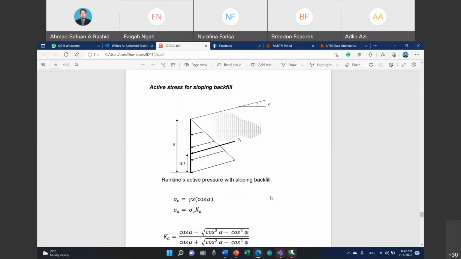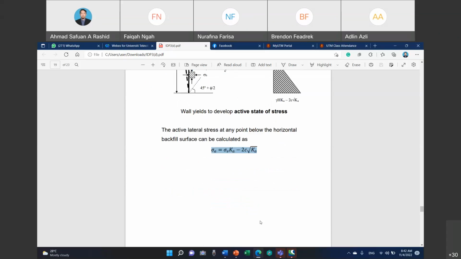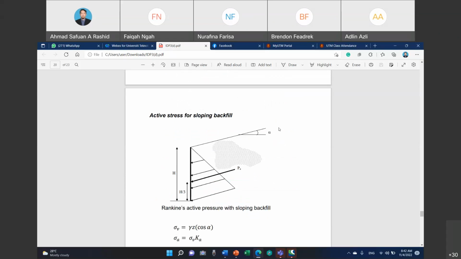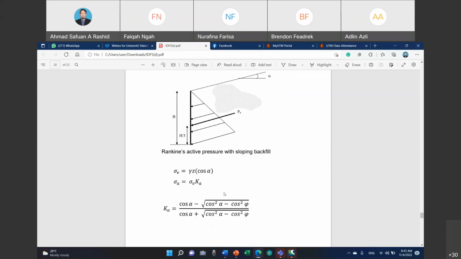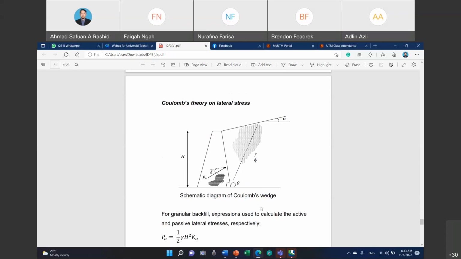Okay, so kalau slope, kalau this soil on the top of the retaining structure, okay, design or construct as a flat. Okay. Jika ada a sloping on the top of the backfill itself, so you need to include or you need to use this equation, okay, which is we include the alpha in the equations. Okay. While that is for the Rankine, okay.